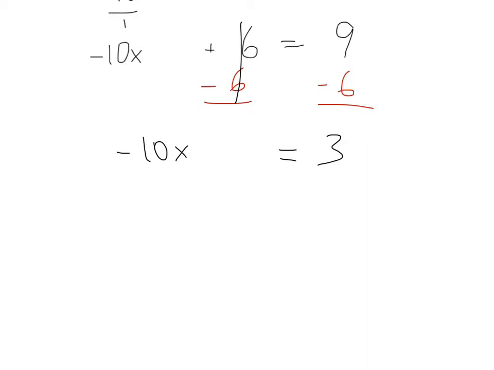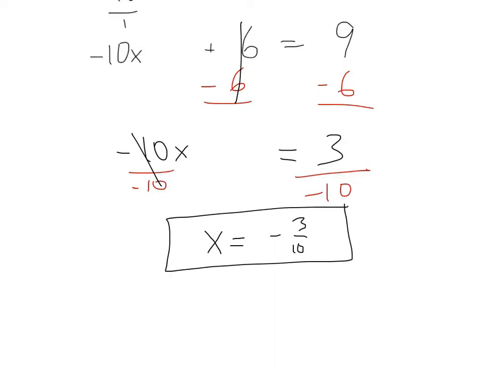Well, we've got to divide by negative 10 because it's multiplied by negative 10. Divide by negative 10 over there as well. Those cancel, leaving us with just x equals 3 over negative 10, right? Or we could say negative 3/10 is our answer. And that is how you clear fractions to get your answer.